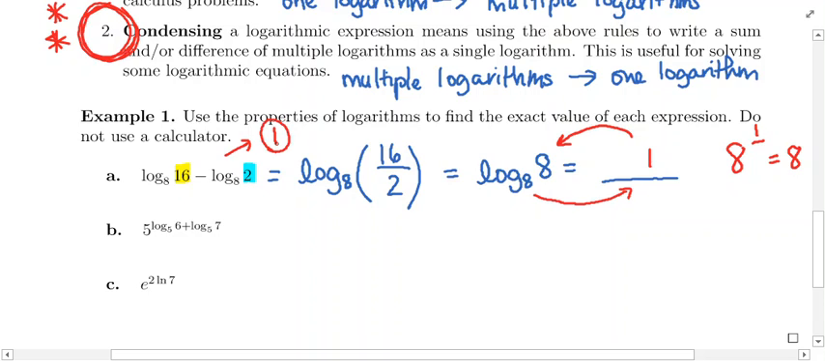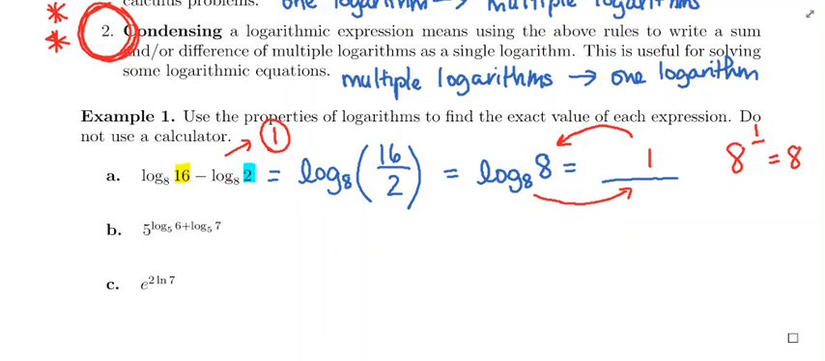Keep in mind, if you were given this same problem, but one of these was log base 7 and the other was log base 8, because you have different bases, you wouldn't be able to combine them. You can only combine them if they are the same base. All right, let's try part B.